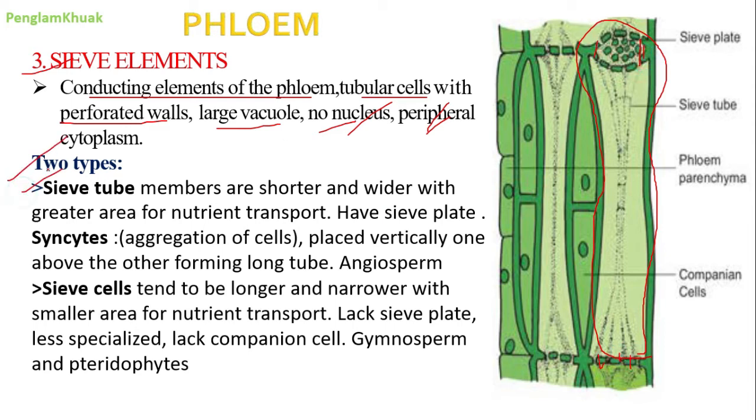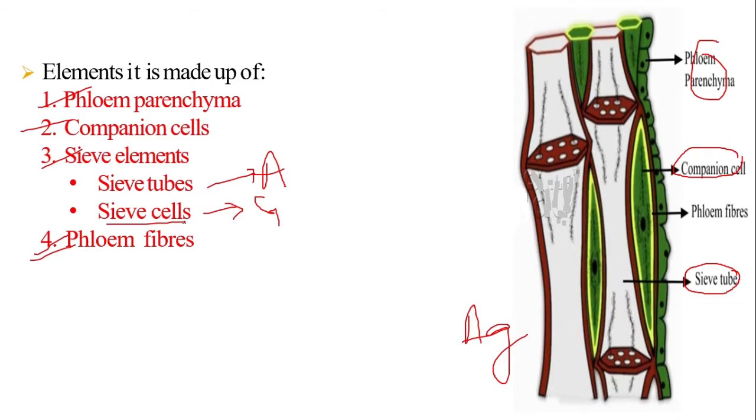There are two types of sieve element. Number one, sieve tube. The sieve tubes are shorter and wider with a greater area for nutrient transport. They will be shorter and a bit wider, and they will have the sieve plate. Here they have the sieve plate. This portion is the sieve tube. These cells are called sieve tube cells.